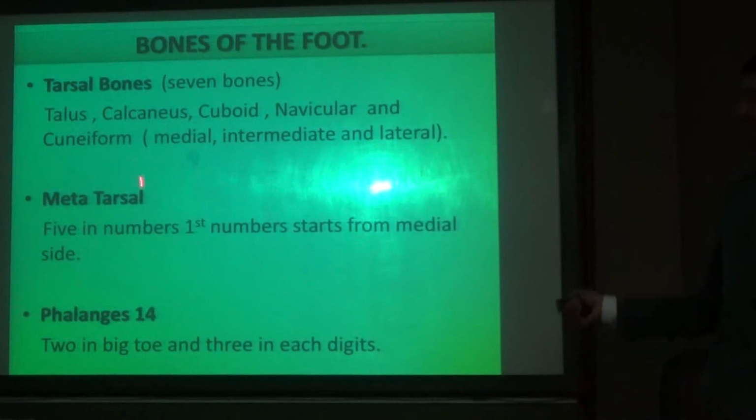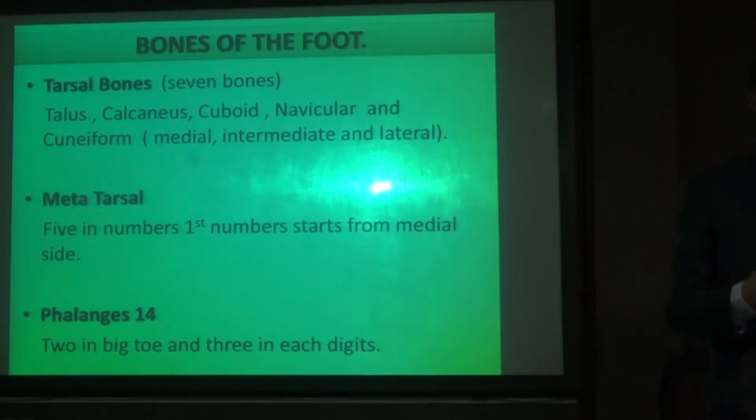Talus, calcaneus, cuboid. Which one is on the top? Where is your heel? Calcaneus. In front of it, we have two adjacent bones. One is lateral, one is medial. Which one is lateral? Cuboid. Which one is medial? Navicular. Very good. Medial, navicular.